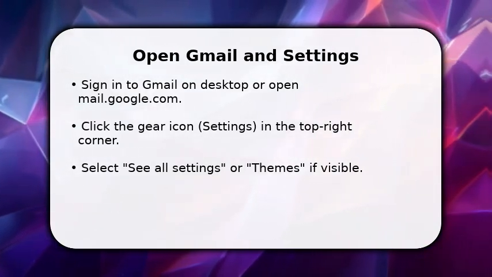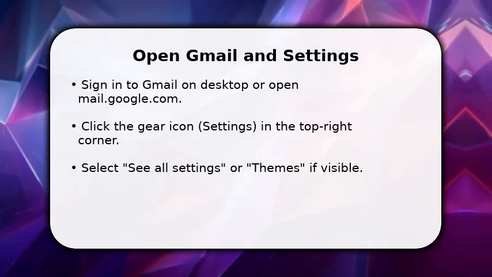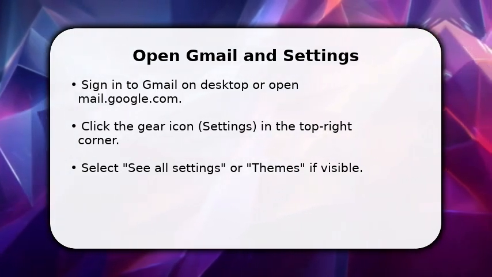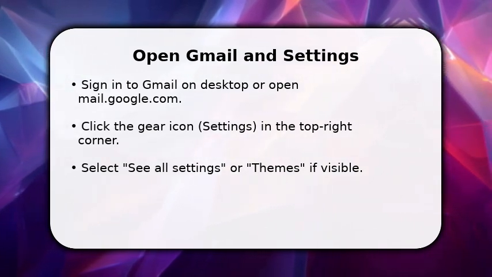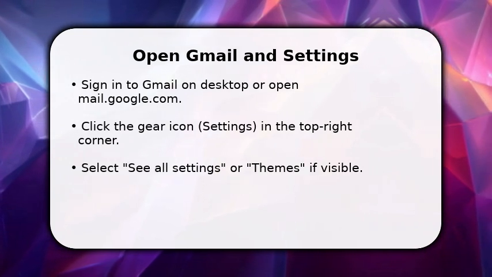You're starting inside Gmail, so sign in and locate the gear icon in the top right. Click it to open Quick Settings. Once done, choose See All Settings or directly click Themes when available. This moves you into the customization area where Gmail stores visual options.